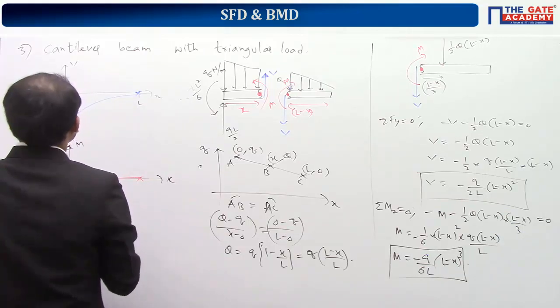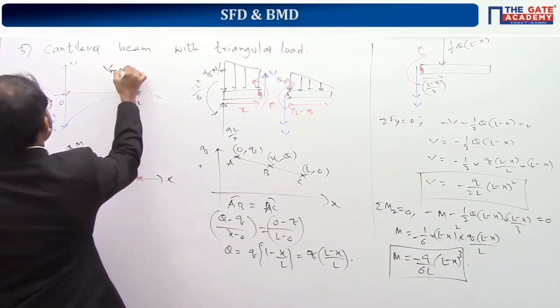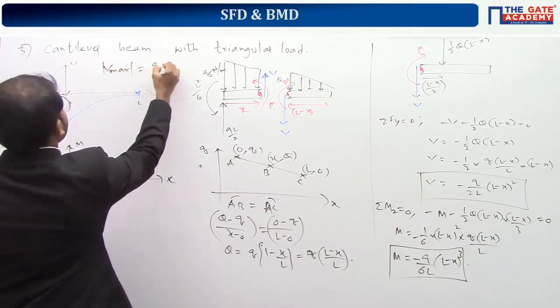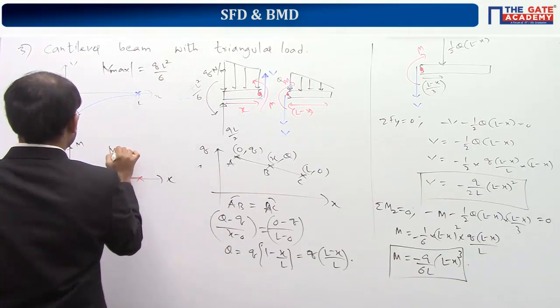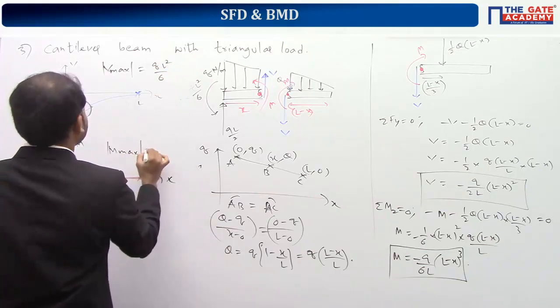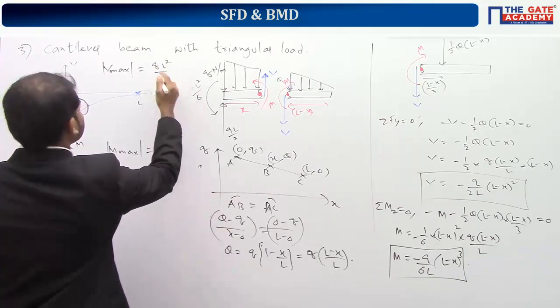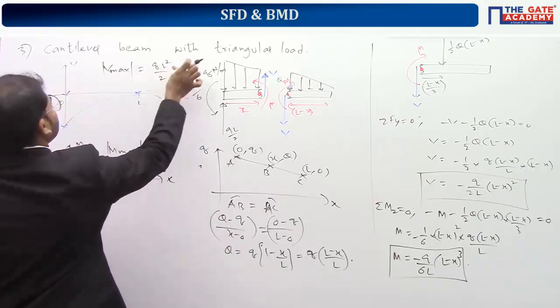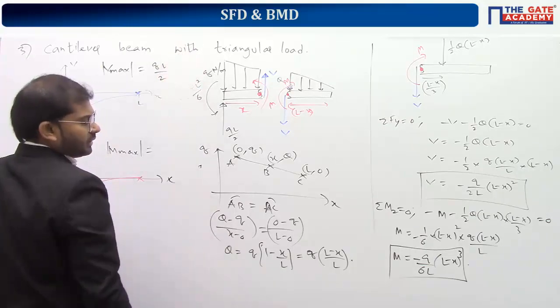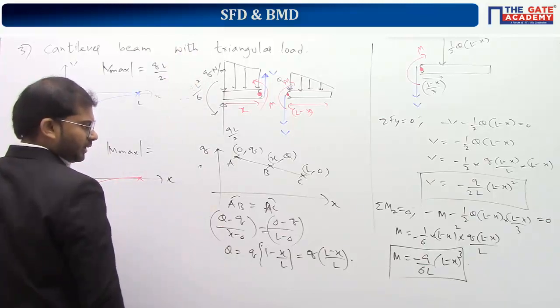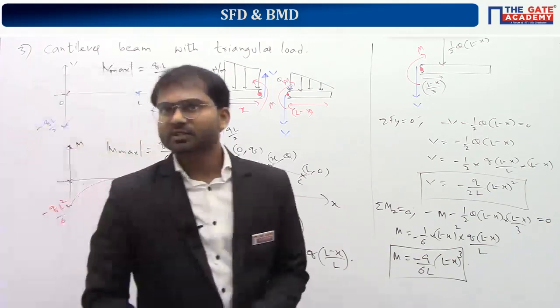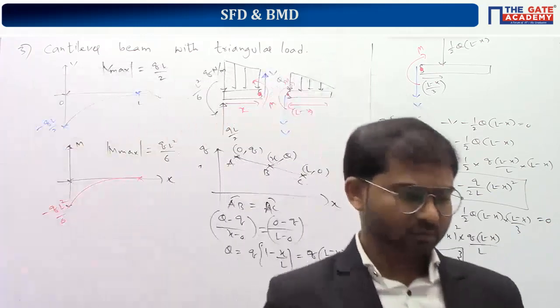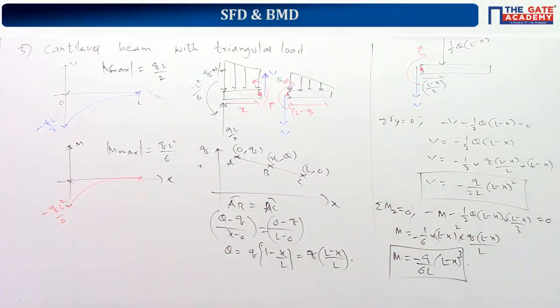Understand? And if you get the value, Vmax magnitude comes out to be QL square by 2. Sorry, QL by 2 will come, because it's a force here, QL by 2 will come. And Mmax will come out to be QL square by 6. So kindly copy till here. We'll go with the next one. So copying is over. Shall we go ahead with the next one?